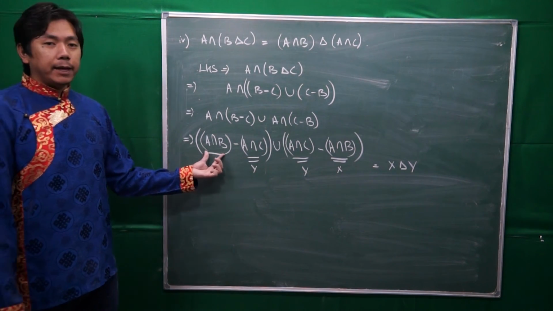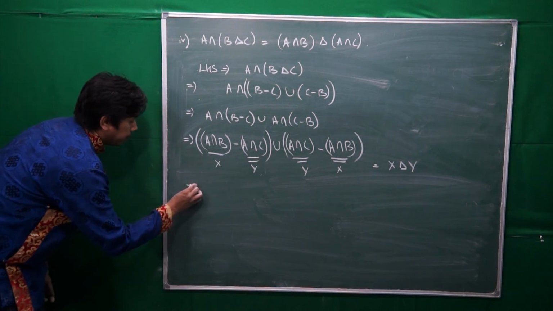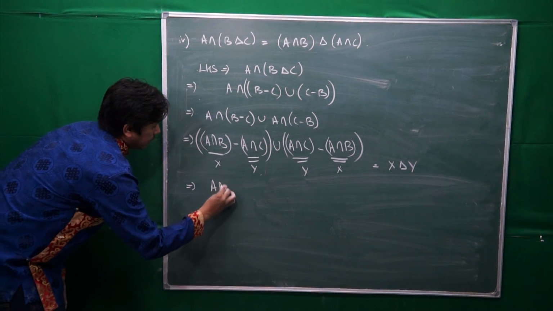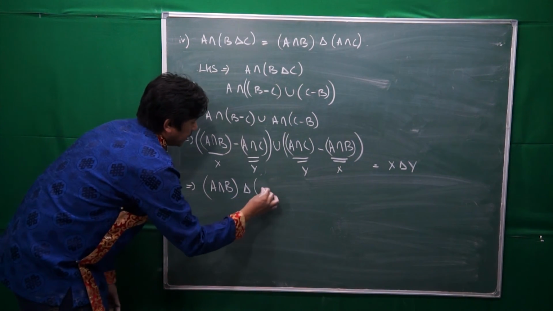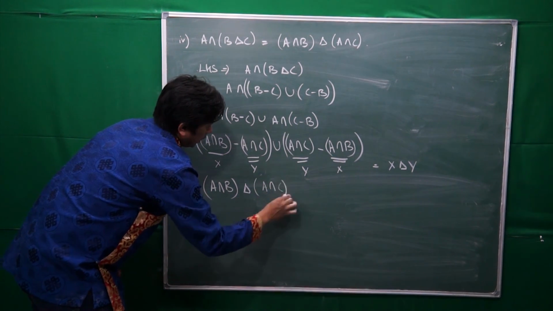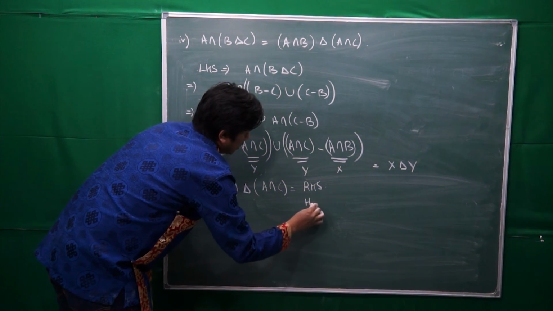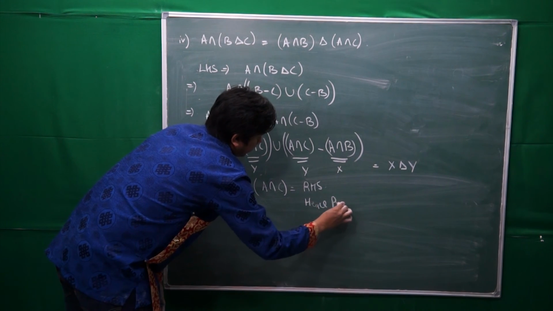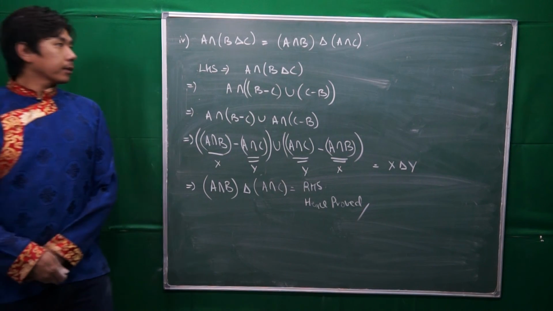So the same thing we are going to do over here. Instead of X, we have A intersection B. Instead of Y, we have A intersection C. So this would be A intersection B symmetric difference with A intersection C, which is equal to RHS, hence proved. Simple.